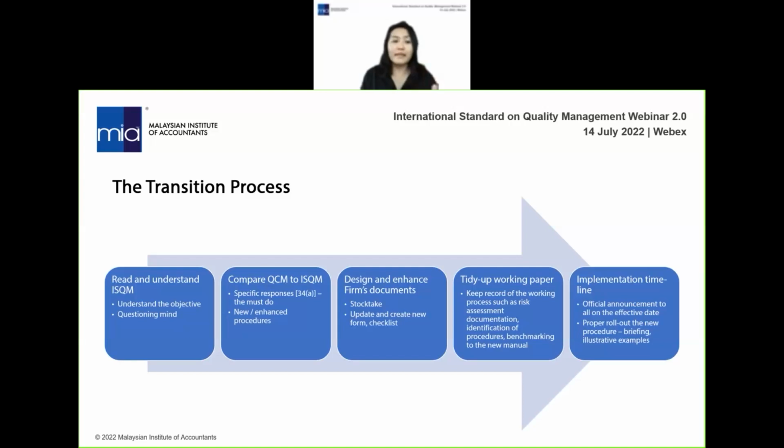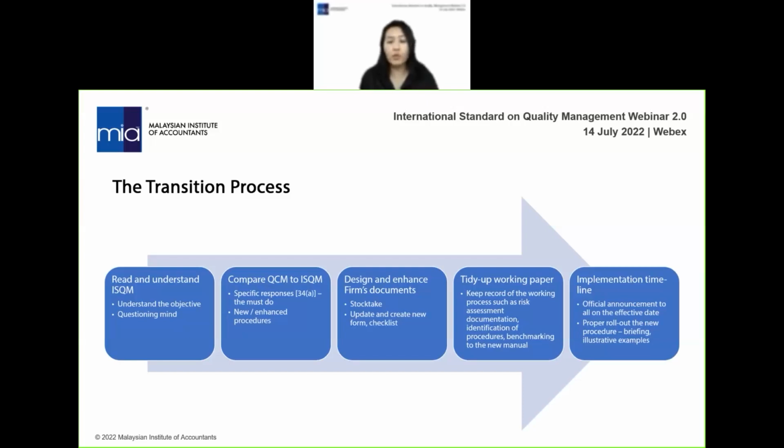Because at the front, those paragraphs are the requirements. And at the back, there is application material which is to help you understand the principles in the ISQM. So you have to sit down one day and read and understand the entire ISQM from the first page to the last page so that you will know exactly what the principle is about, so that you can understand how we should interpret these principles. Okay, and with a questioning mind that always asks, if this is the risk that we identify, how are we going to address it?